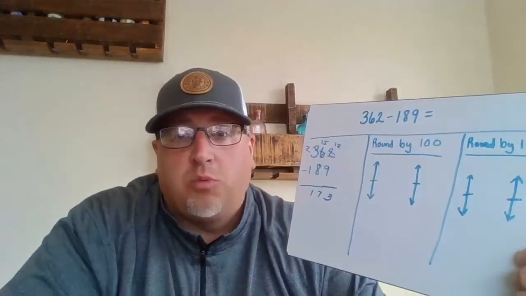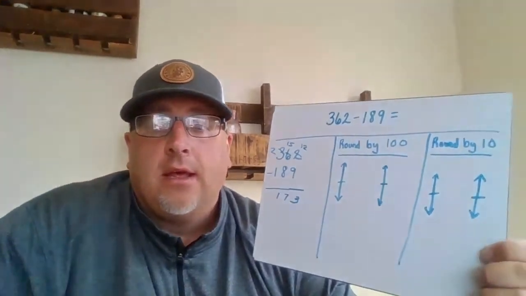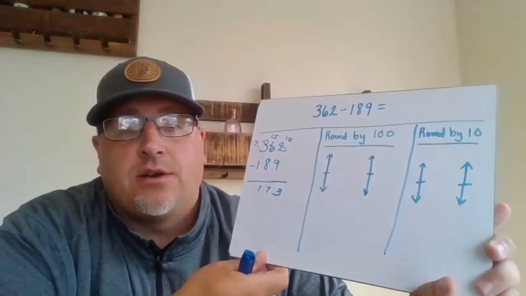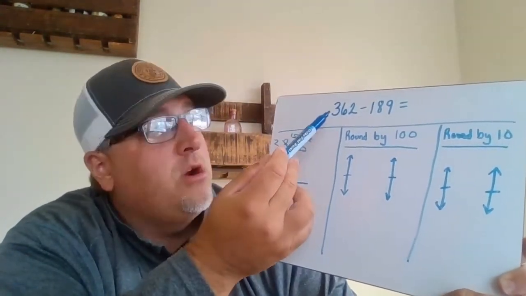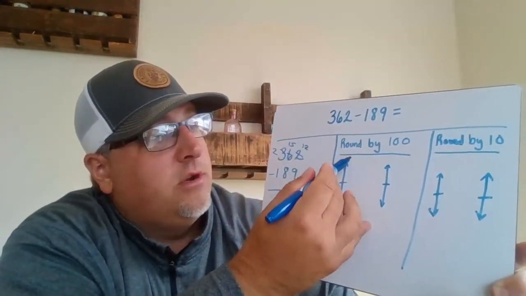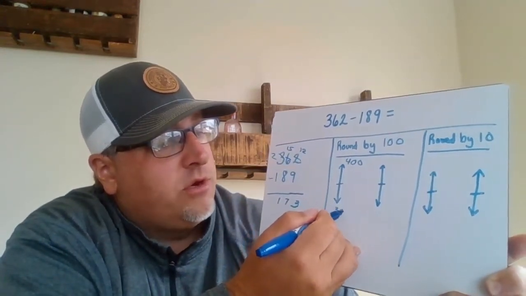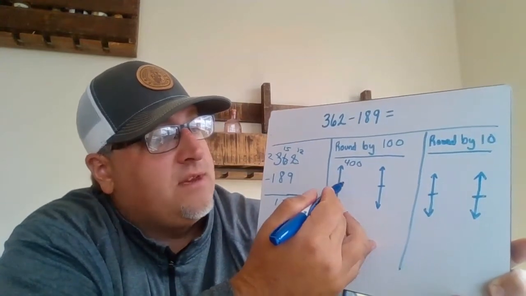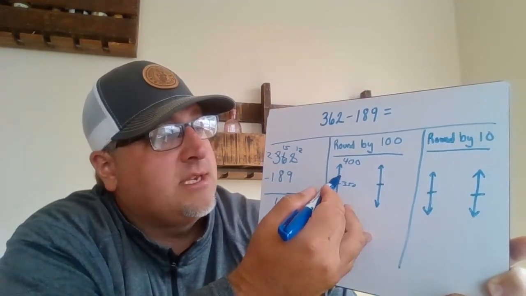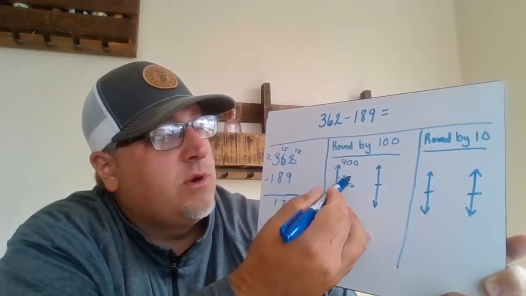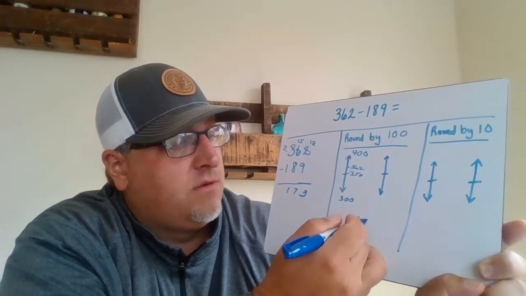So 362, we're going to round by 100 first. So let's go back to what we talked about with our vertical lines and making ourselves a number line here. So 362, we're going to round by 100. We're either going to round up to 400 or we're going to round down to 300. And we know 350 is in the middle. So we have 362. We know 362 is right about there. So that's going to tell us to round up. We're going to round up to 400.